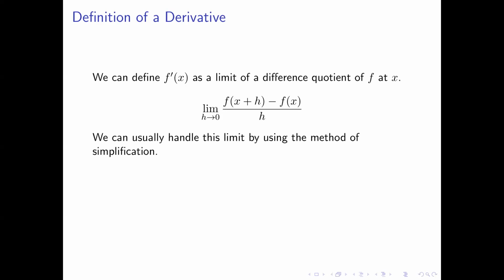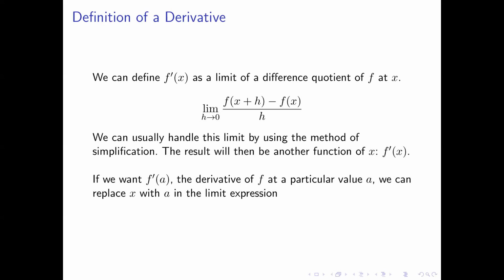And if we want to work on that limit, either to evaluate it for a given value of x or to simplify it as much as possible in order to produce some kind of purely algebraic expression for it, we can typically do that by using the method of simplification for working with limits. What we'll usually end up with then is another function of x, which we can call f prime of x.